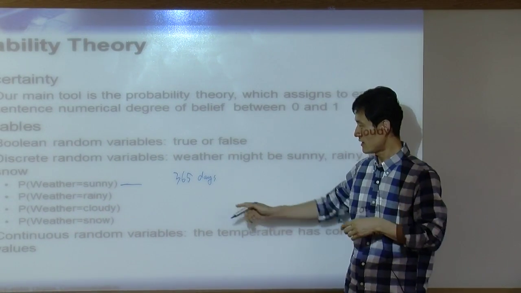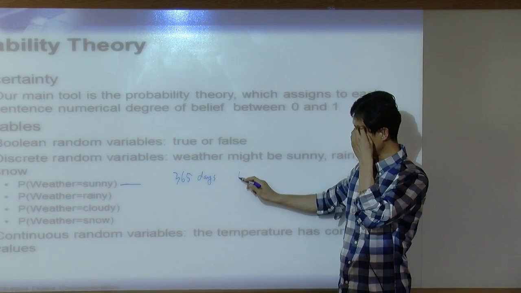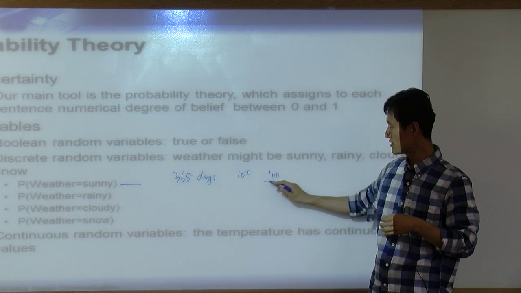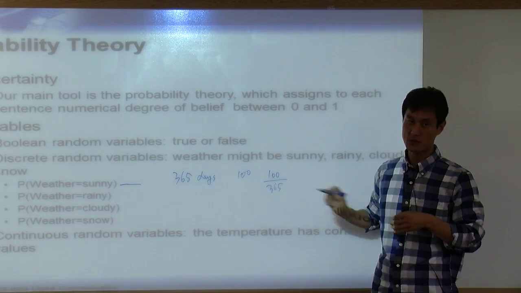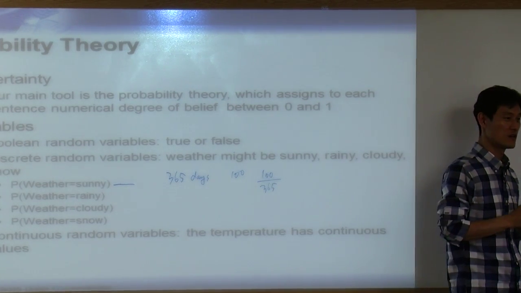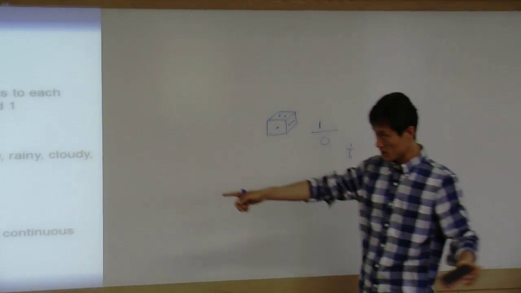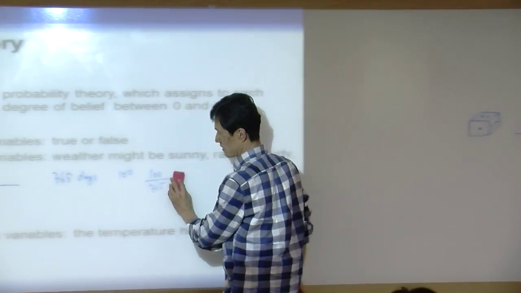Maybe, I don't know, maybe in a year, maybe 100 days are sunny. In that case, what's the probability? Maybe you can say this is the probability that weather is sunny. You can count it that way, right? Same as this one. So this probability is like this kind of thing.